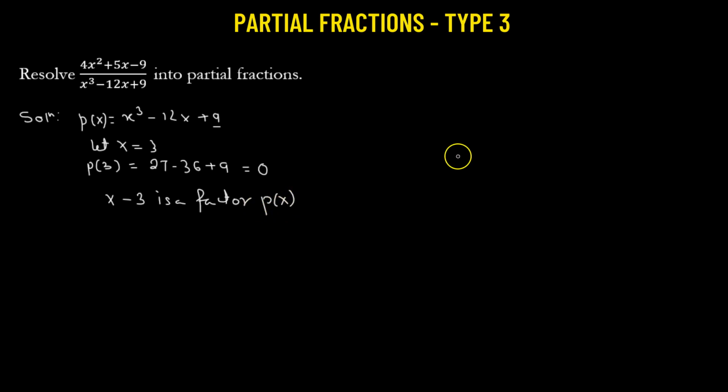Now since it's a factor, what we can do is take x cubed minus 12x plus 9 and divide it by the factor x minus 3. And its quotient is going to give us the rest of the factors of the cubic polynomial. So let's do that. We are going to perform a long division method here. So we are dividing the cubic polynomial by x minus 3. If we take x squared, then x times x squared will be x cubed. Minus 3 times x squared, we have negative 3x squared.